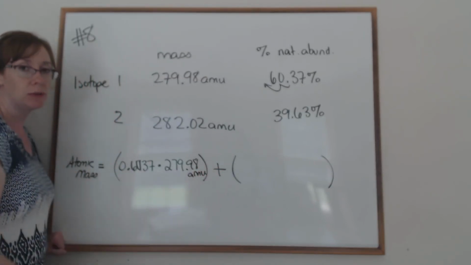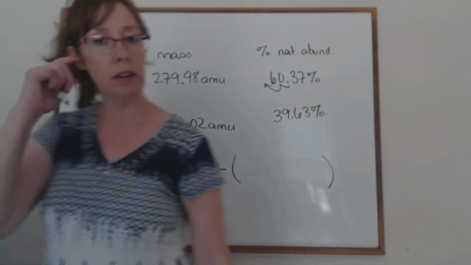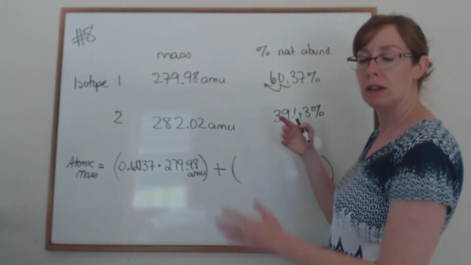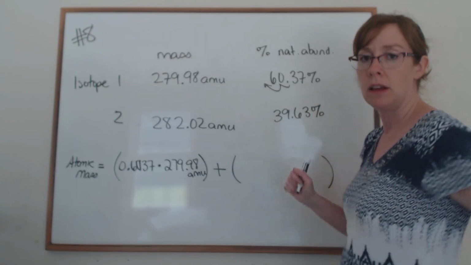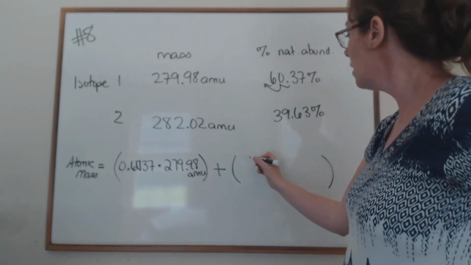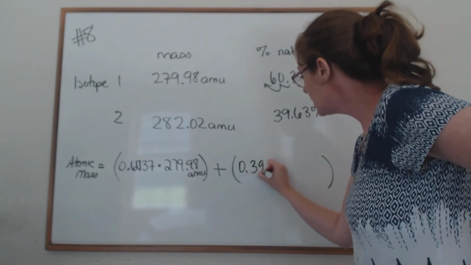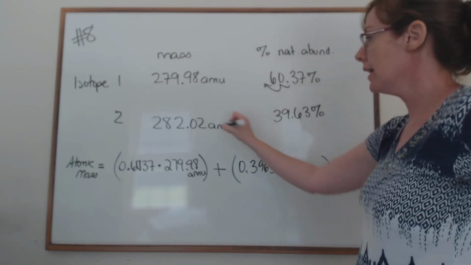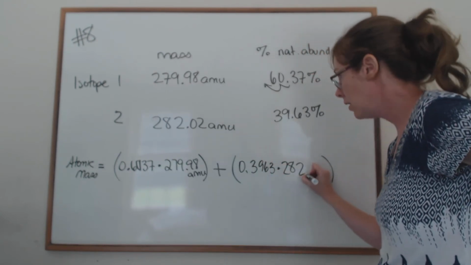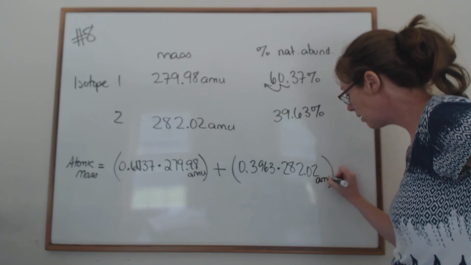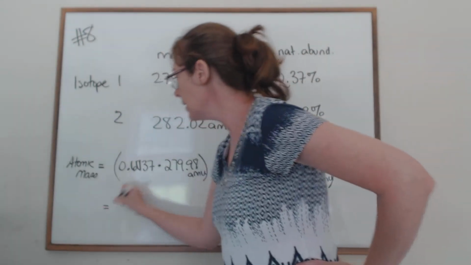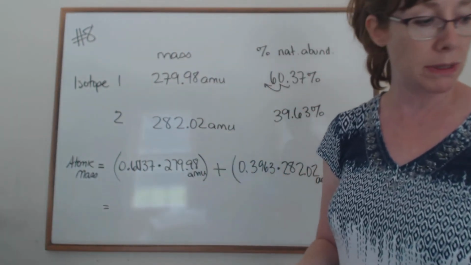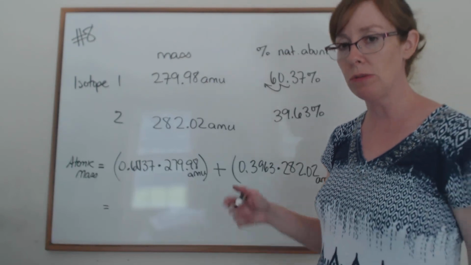Notice, never do I drop a unit, okay? You just never drop them. It's a measurement, so the number and the unit are completely linked. And then the same thing, 0.3963 for the second isotope times its mass. For that particular isotope, that's its mass.